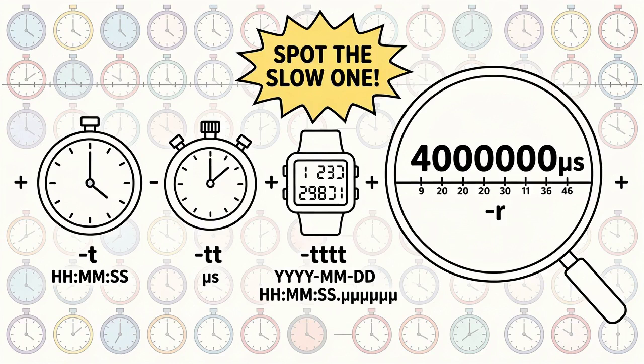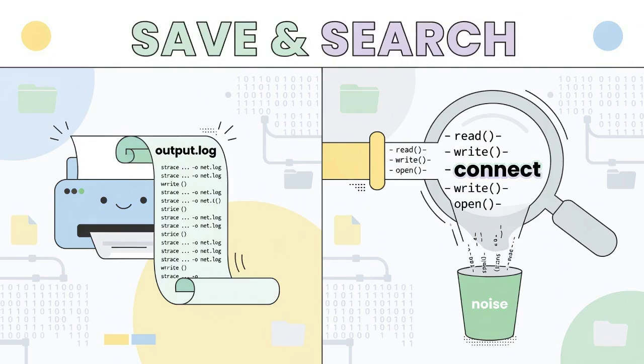Terminal output is disposable evidence. Log files are shareable. -o writes the full trace to disk, perfect for sending to a teammate or archiving an incident. Pair it with a pipe into grep for live targeted searches. Isolate every connect, every failed open, every ENOENT without scrolling through thousands of lines. The two approaches together turn a noisy trace into a searchable artifact.